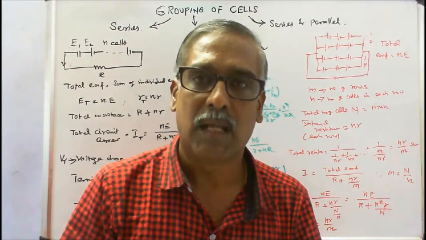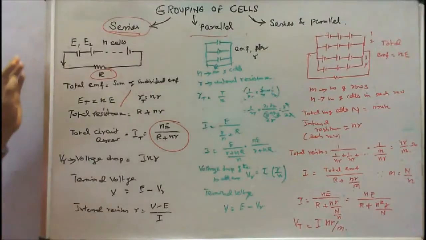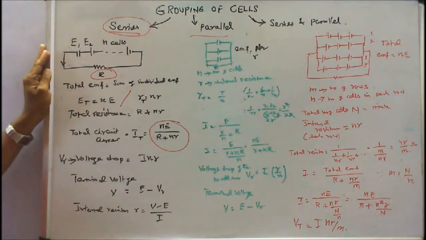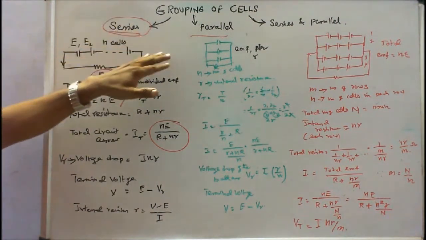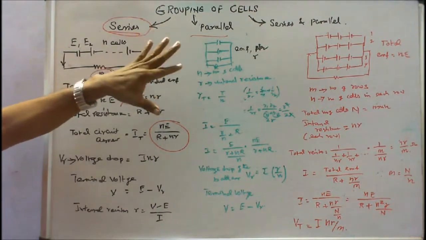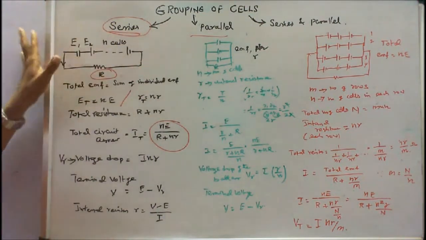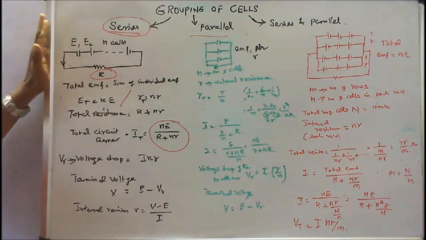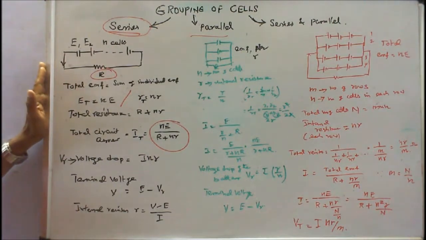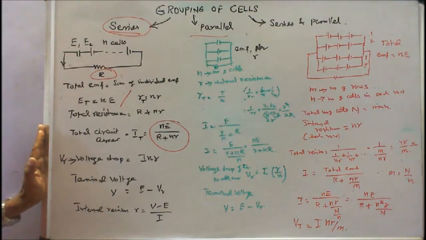Now we will see the grouping of cells. A battery is a group of cells. Cells may be connected in series, in parallel, or in series parallel, depending upon the requirement. First we will see, if a number of cells are connected in series, what is its total current and the circuit current, and what is the voltage drop.